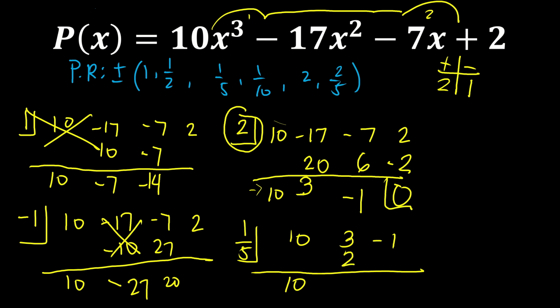Then 3 plus 2 is 5. So then 5 times 1/5, 5 times 1 is 5 divided by 5, 1. Negative 1 plus 1, another 0. So that means si positive 1/5 is also a root. Again, ilan ba yung positive daw na root? Sabi ni Descartes' rule of sign, merong dalawa. Di ba meron na tayong nakuhang dalawa, yung positive 2 at positive 1/5.